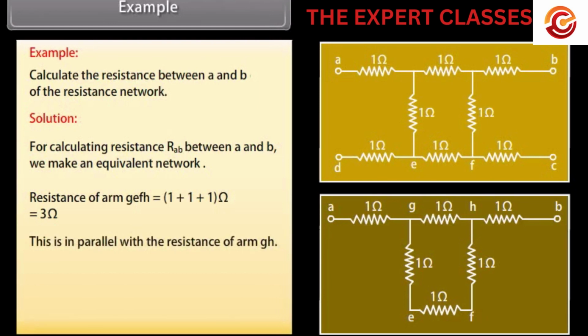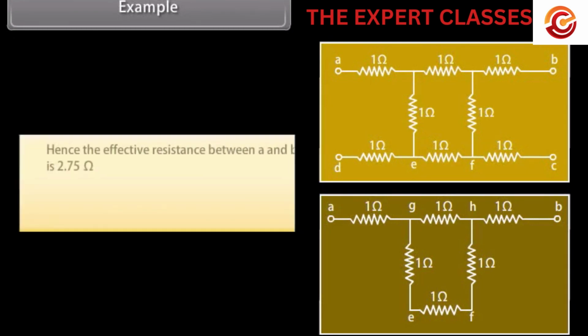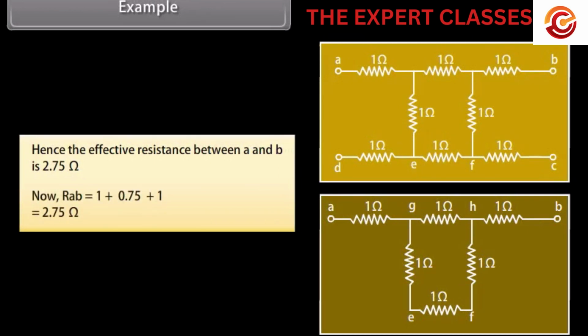This is in parallel with the resistance of arm GH. So, the effective resistance between G and H is equal to 0.75 ohm. Hence, the effective resistance between A and B is 2.75 ohm. Now, RAB is equal to 1 + 0.75 + 1 = 2.75 ohm.